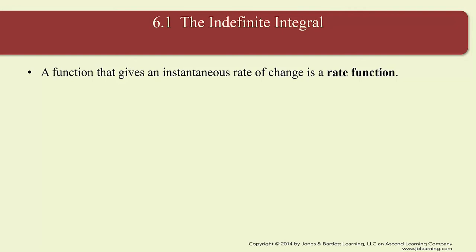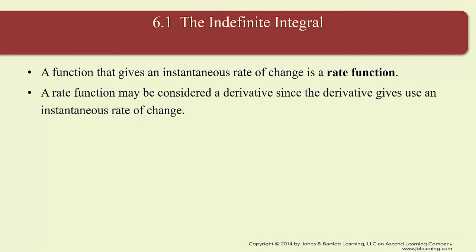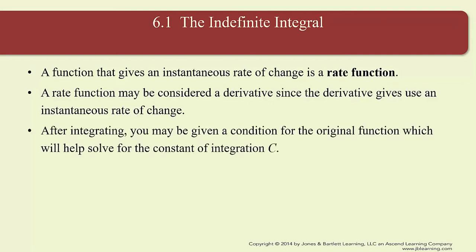Our next task is to start to look at why we are learning this undoing behavior called integration. So first off, any function that gives an instantaneous rate of change, we know that is a derivative, but in general, any function that gives an instantaneous rate of change is called a rate function. And yes, a rate function may be considered a derivative since the derivative gives us an instantaneous rate of change. Now, after we integrate a rate function, we may be given a condition for the original function, and that will help us solve for the constant of integration c.